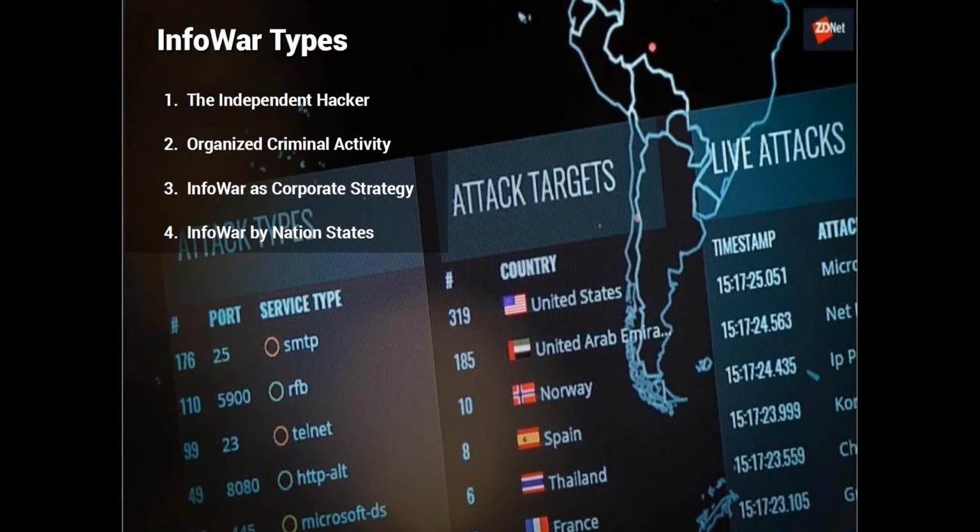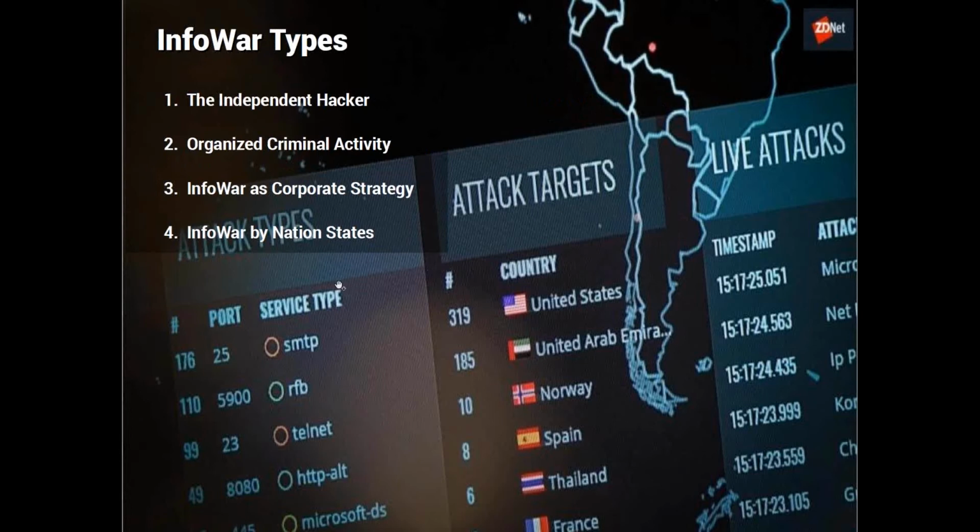And we kind of put 2 and 3 together because very few companies will directly be identified as an instigator of InfoWar. Instead, they'll usually operate through some criminal proxy that they've hired to do that. So we kind of lump 2 and 3 together. And number 4 is InfoWar by nation states, which are attacks on their infrastructure. And of course, that's been in the news a lot with the North Korea attack on Sony, for example, attacks on the American infrastructure and other countries' infrastructure as well.